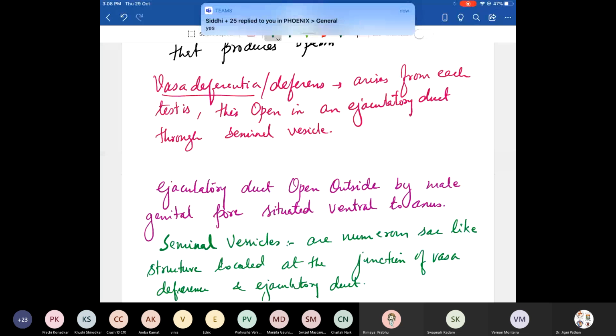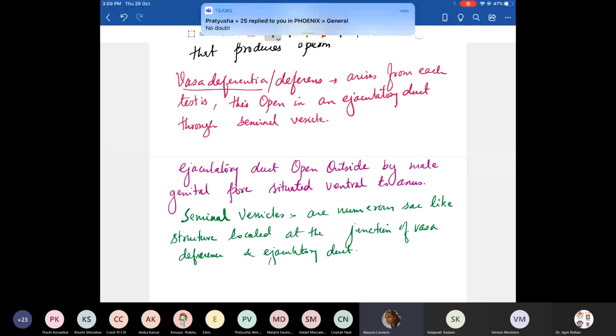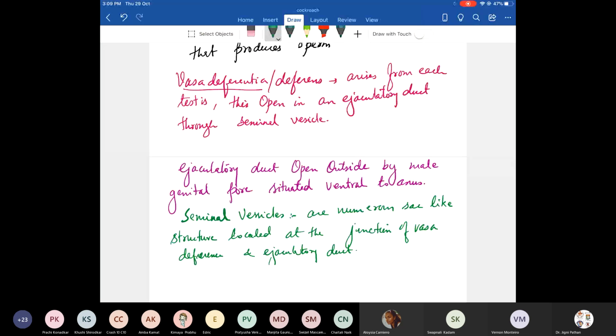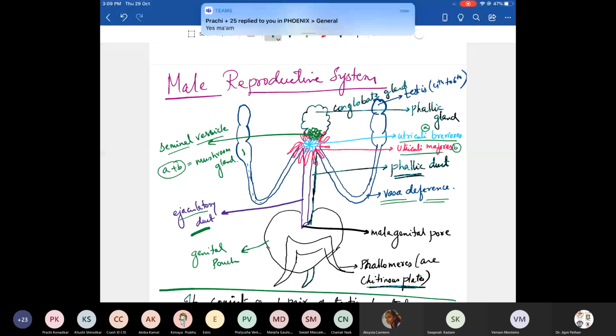So any doubts here? Anyone, any doubts? The new people who have joined, the new students, any doubts? Did you understand until here? The new students, please respond. Okay, Hayden, are you understanding? Yeah, Rubaika, check the diagram. Check the content with the diagram and try to understand. Swapnali, is it clear? Prachi? Any doubt?